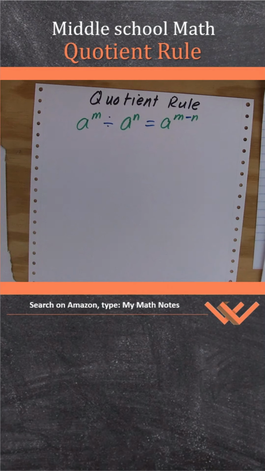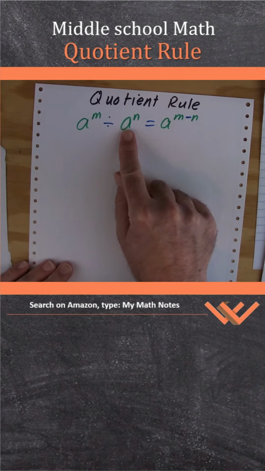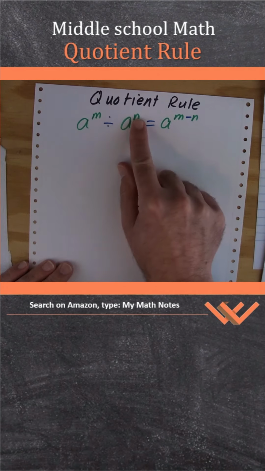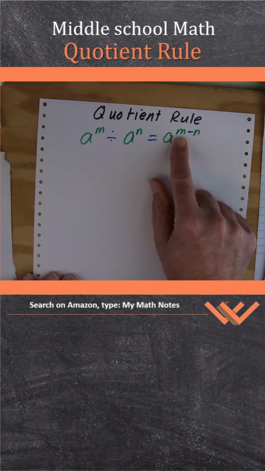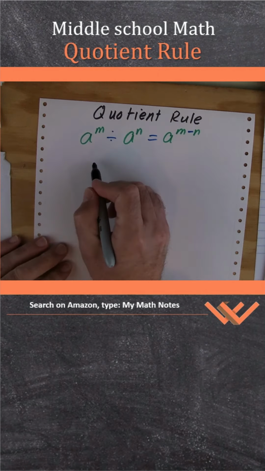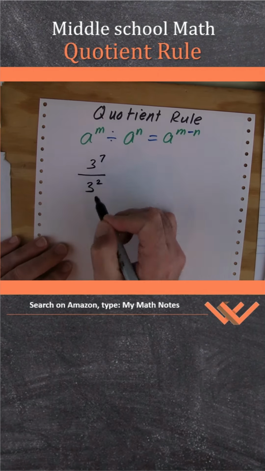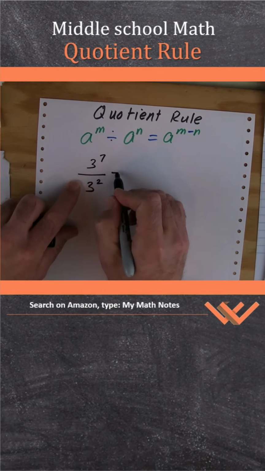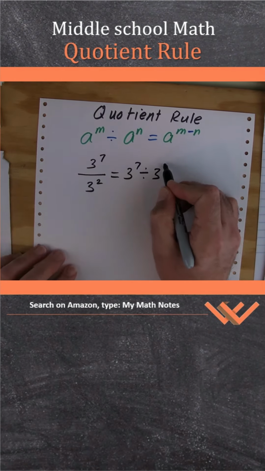Let's take a look at the quotient rule. It's very similar. This base divided by this base, and I have an exponent here that's different than this one here, and it equals that same base, but I subtract the exponents. If I did 3 to the 7th over 3 squared, that is equal to 3 to the 7th divided by 3 squared.